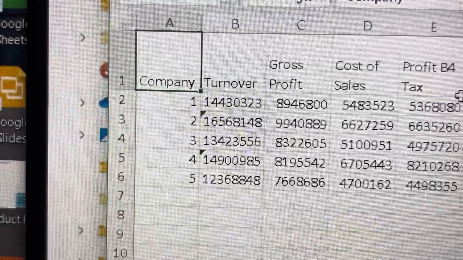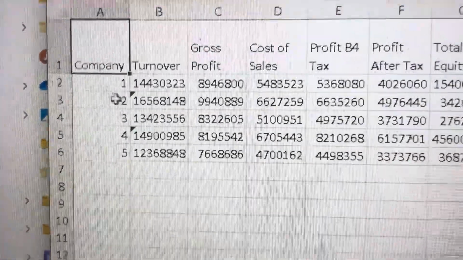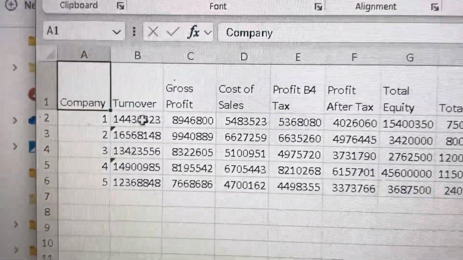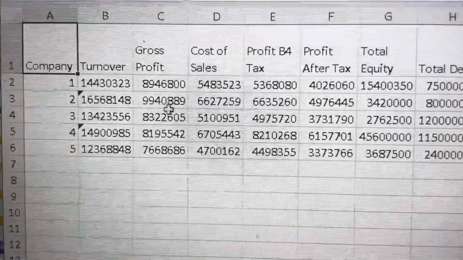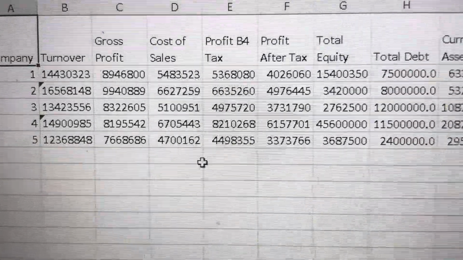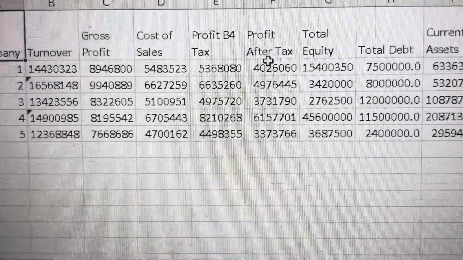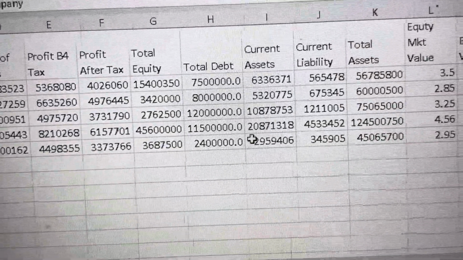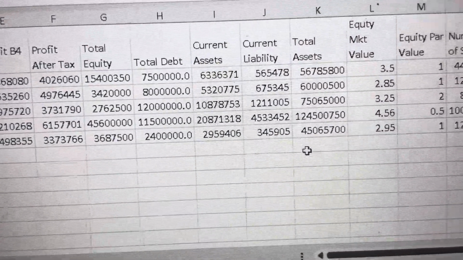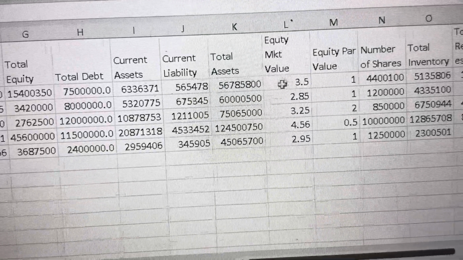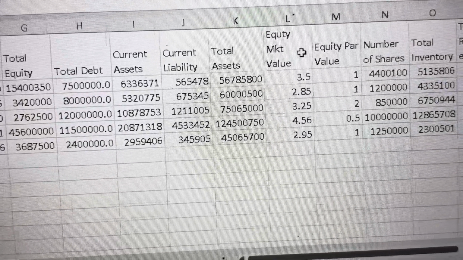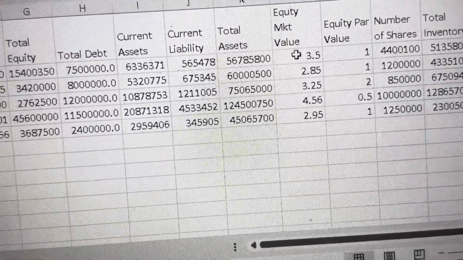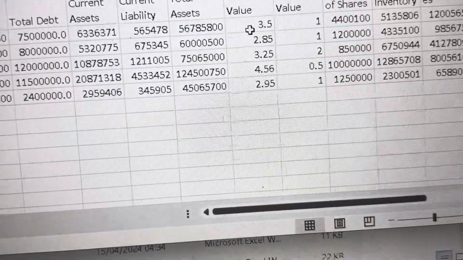Here we have 5 companies. We simply identify them as company 1, 2, 3, 4, and 5. And then here you have their turnover, their gross profit, their cost of sales, the profit before tax, profit after tax, total equity, total debt, current assets, current liabilities, total assets, equity market value, that is the market value of the shares at the market.